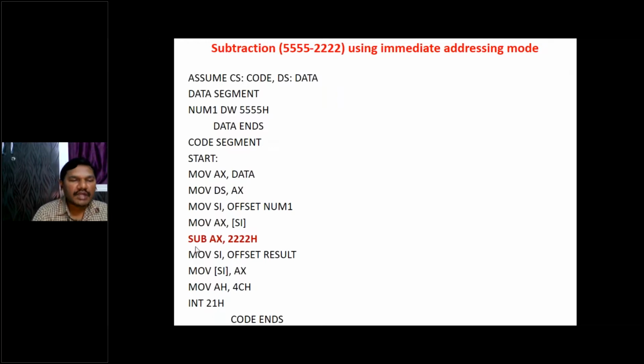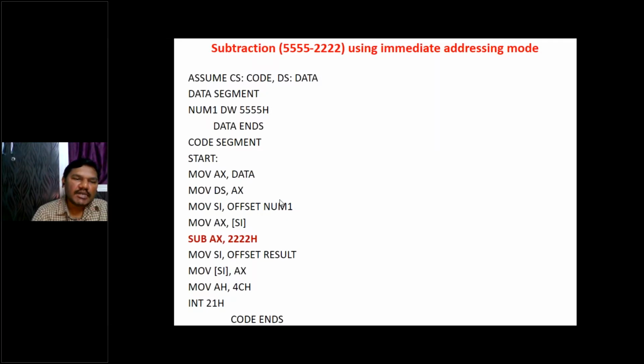Okay, see here I have taken SUB. SUB stands for subtraction: SUB AX, 2222. So this is an immediate number I want to subtract from the content of AX. What is the content of AX? The content of AX is coming from the address location of SI. Right. The address location of SI has offset num1. What is offset num1?